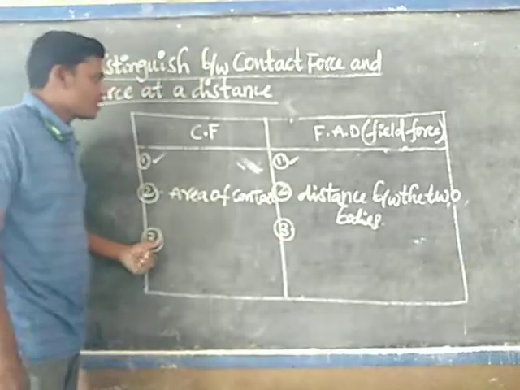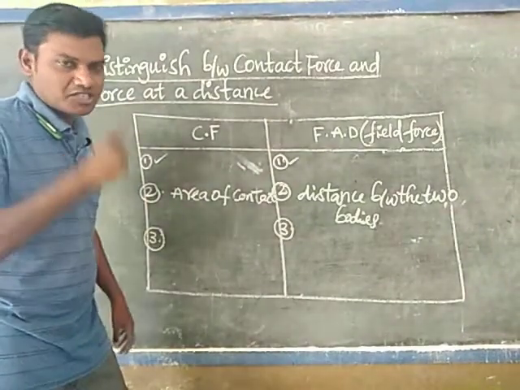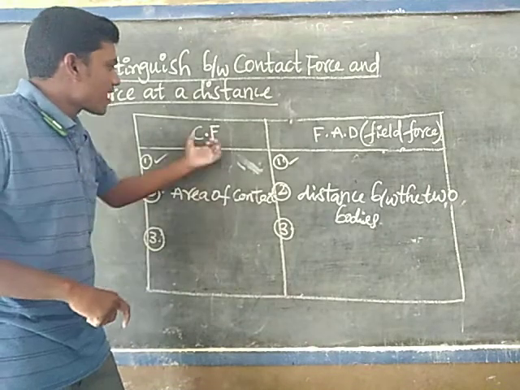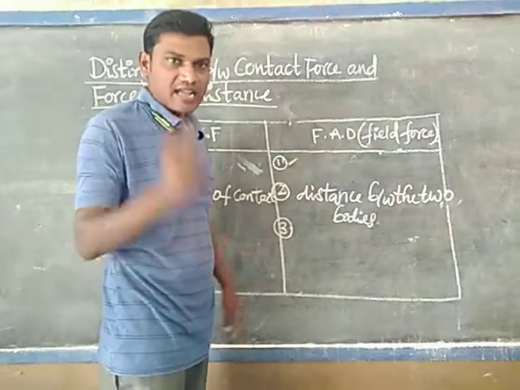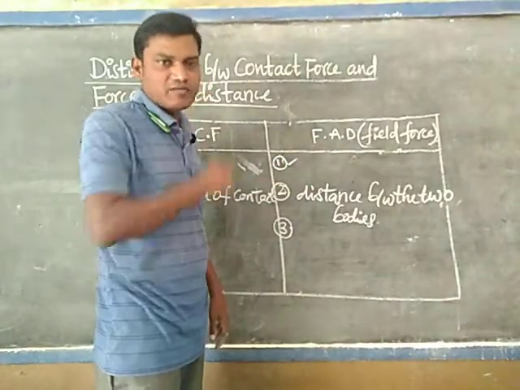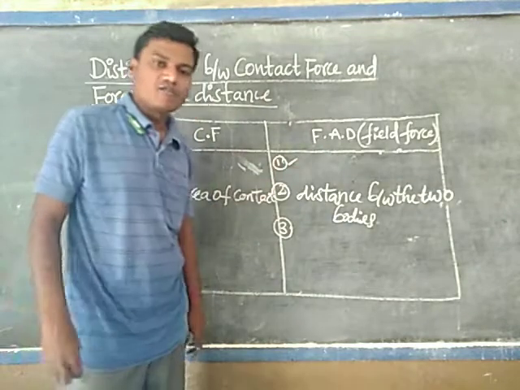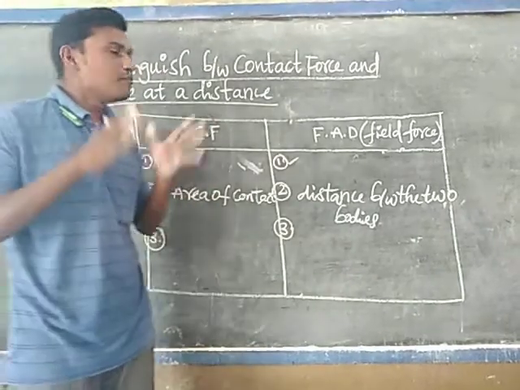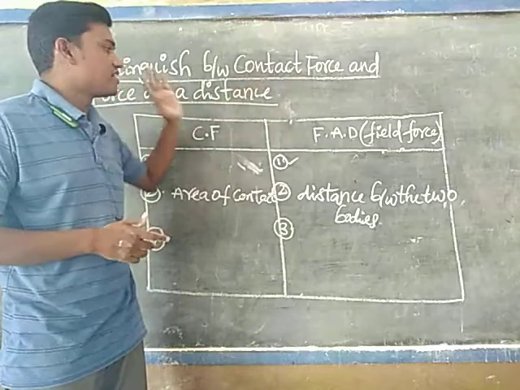And the third one, what are the examples? You know that muscular force, tensional force, frictional force and normal force are the examples for which force? Contact force. Gravitational force, magnetic force and electrostatic force are the examples for force at a distance. Once again listen, what are the major distinctions between contact force and force at a distance?